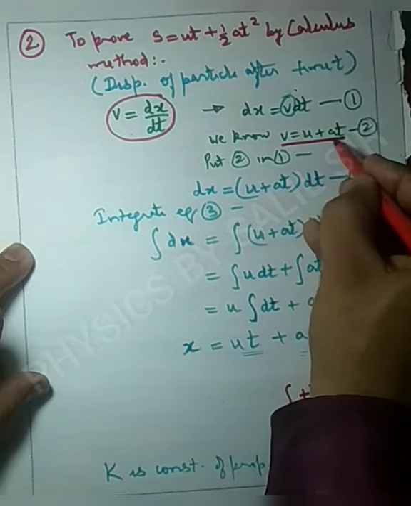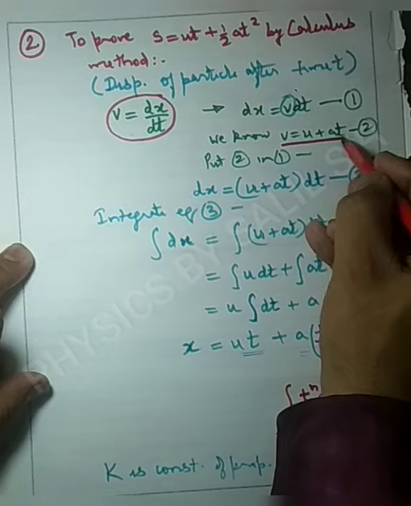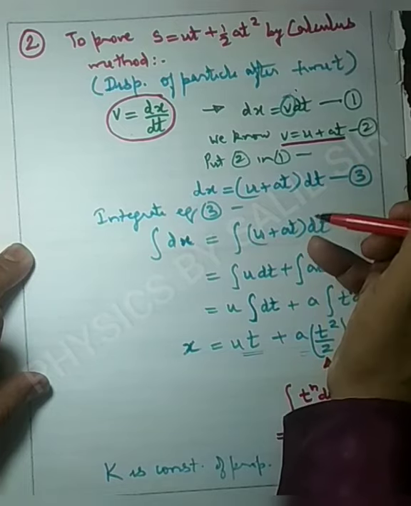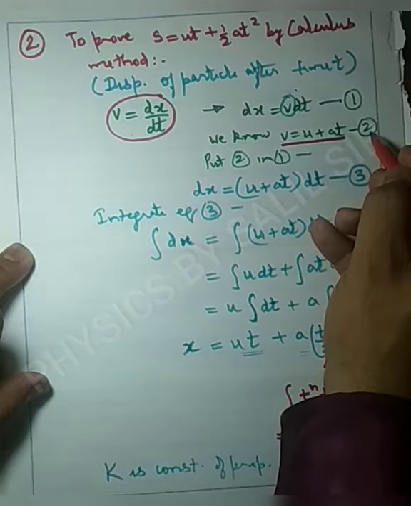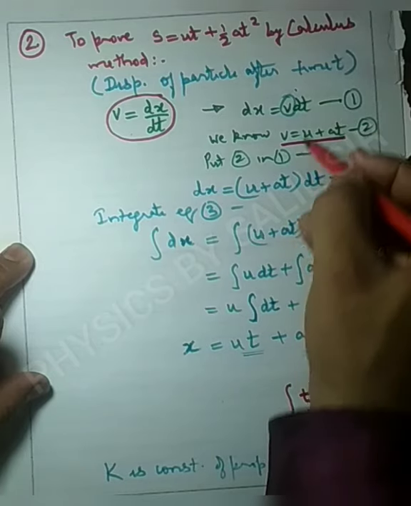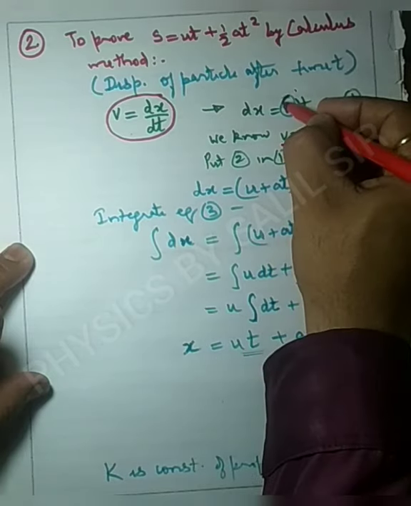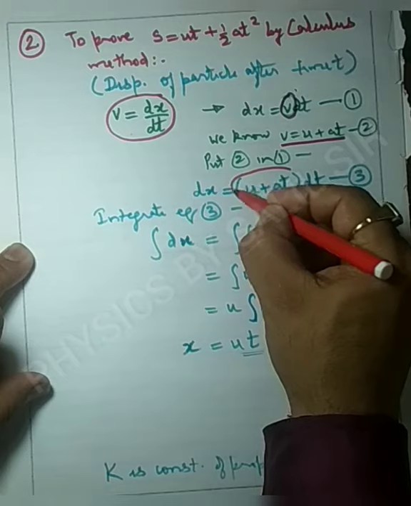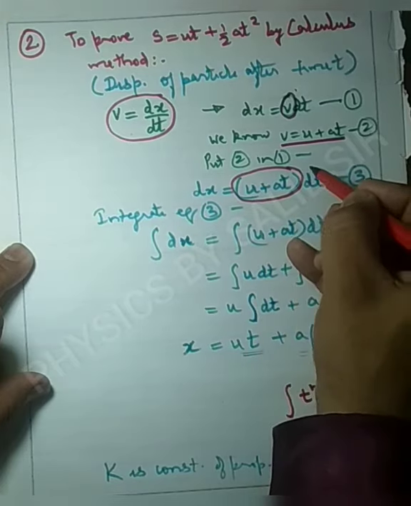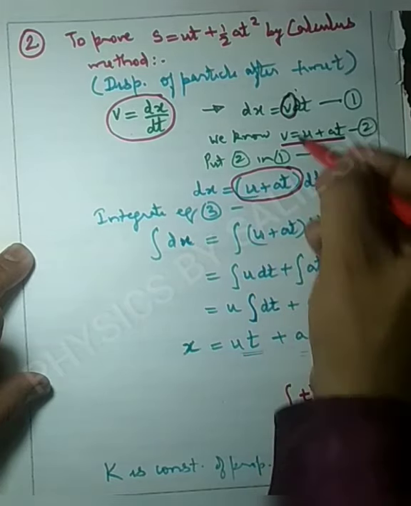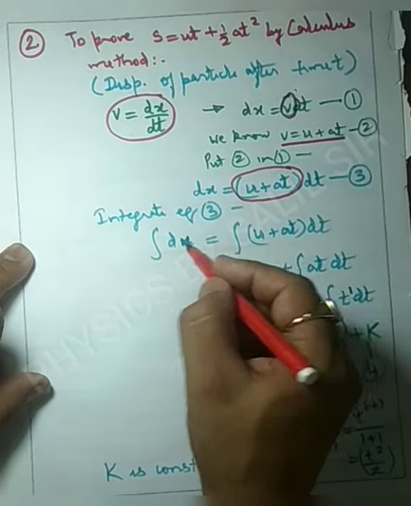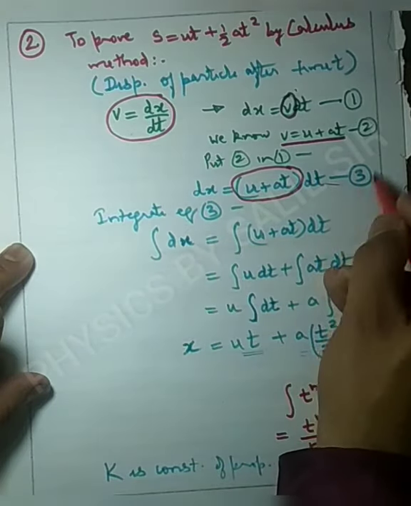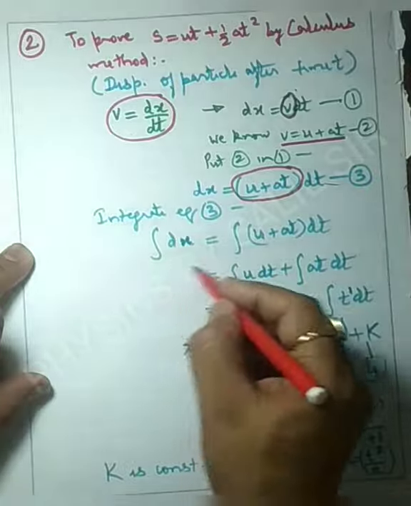The first equation of motion is v is equal to u plus at. So consider this equation as the second equation. Put this second equation v is equal to u plus at in the first equation. So in place of v, what have we substituted? We have substituted u plus at in place of v, and after that we will integrate this equation. Suppose this is equation number 3. We will integrate this equation number 3.